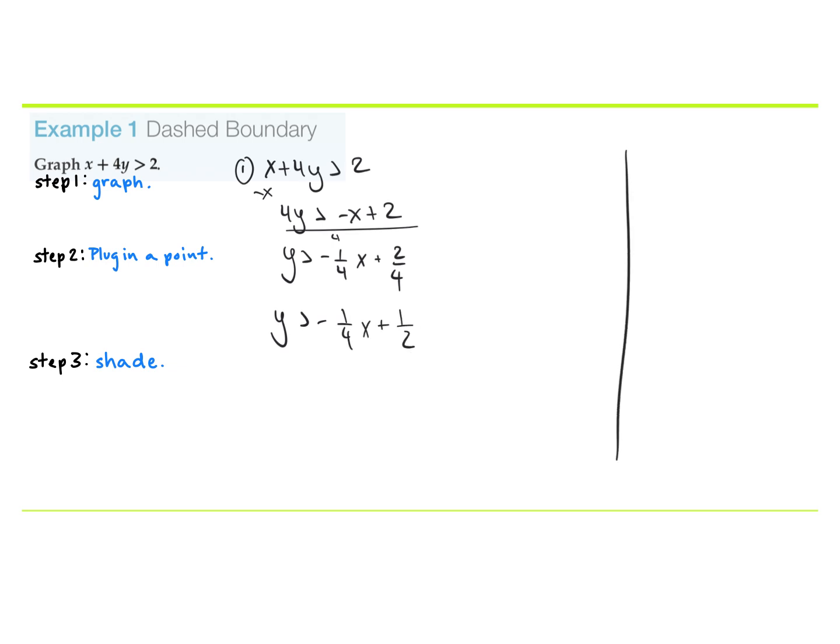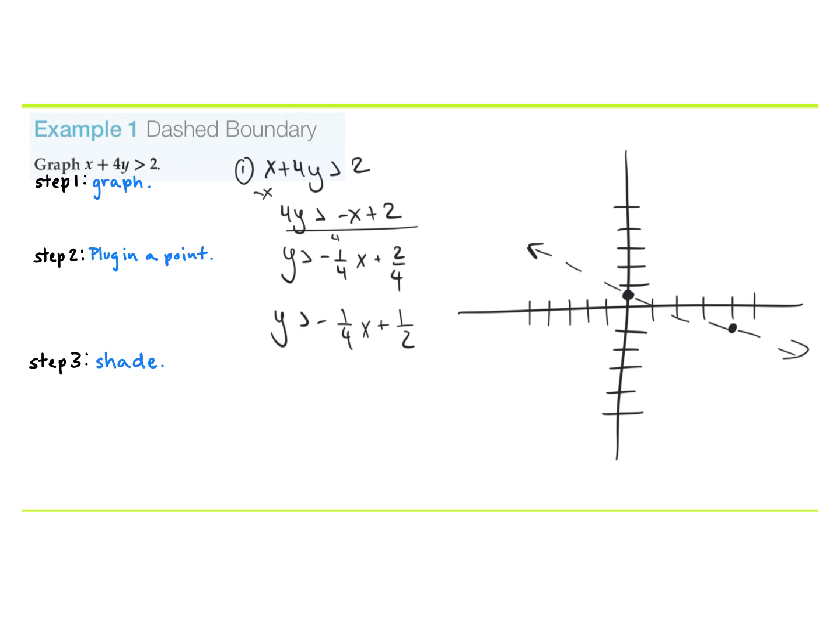Now, I'm going to go ahead and graph it. You can either graph it this way, or you can start plugging in points. But the first thing I'm going to do is I'm just going to graph. Bear with me since I'm drawing this on my own. We're going to go ahead and start at the 1/2 point. We're going to go down 1 and then 4 to the right. Now, this is going to be a dashed line because we have the inequality of just y is greater than.